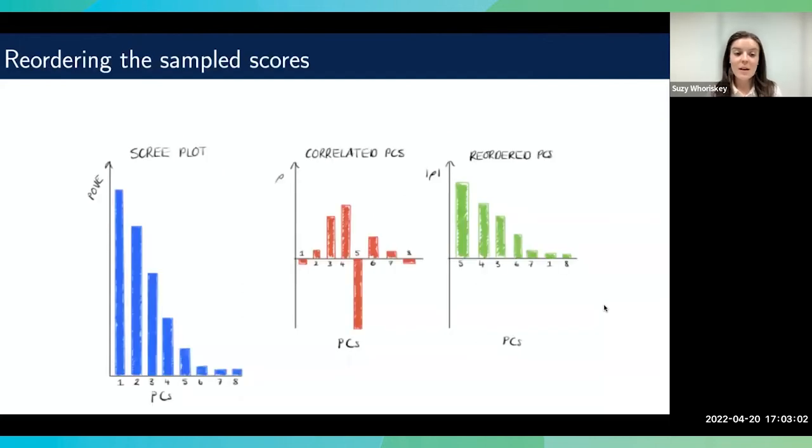To illustrate this, many of you will be familiar with the scree plot on the left, the blue plot, where we have our components ordered by the variation explaining the data. We suggest that there could be a scenario where principal components 4 and 5 are more strongly correlated with the response variable than earlier components 1 and 2, as in the red plot, and so they should be reordered so that 5 and 4 are more likely to be included in the variable selection than principal components 1 and 2, as in the green plot.